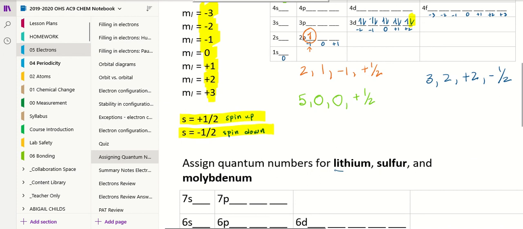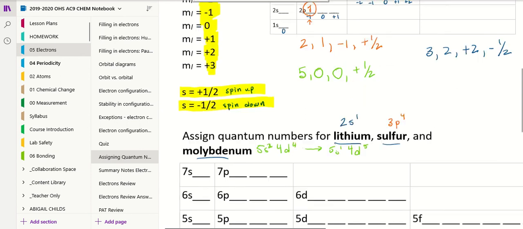Here's one. Assign quantum numbers for lithium, sulfur, and molybdenum. Ready, set, go. Okay, so lithium, what does it end on? 2s1. Sulfur, what does it end on? 3p4. And molybdenum, what does it end on? 5s2, 4d4. Remember, molybdenum is an exception just like chromium. So really, we borrow one electron from the 5s. So it's 5s1. And the last electron filled in is actually going to be 4d5.